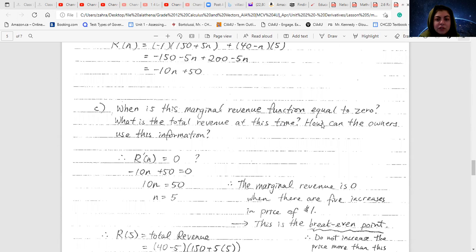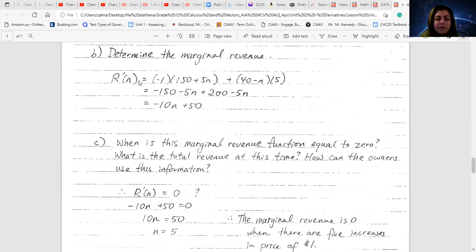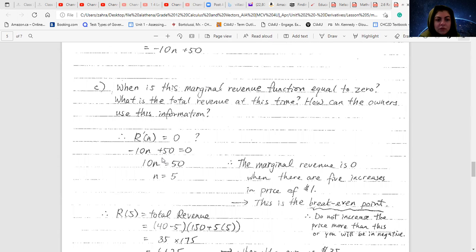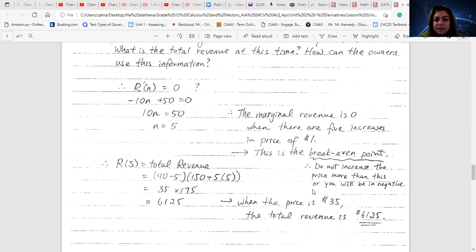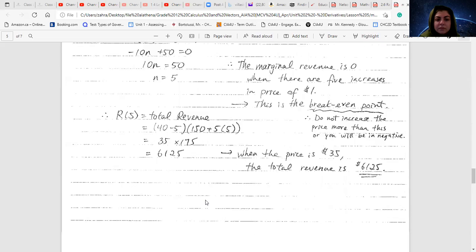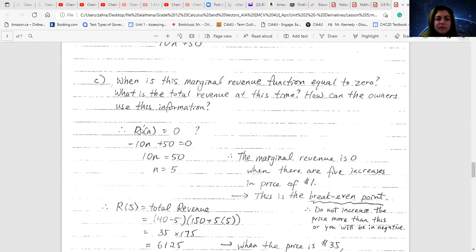When is the marginal revenue function equal to 0? It means R prime is 0 and revenue stops growing, like you're at the maximum, right? Set it equal to 0 and n is 5. The marginal revenue is 0 when there are 5 decreases in price of $1. Because if you decrease your price by $5, you have that. So R of 5, the revenue, is going to be 6125. The total revenue at that price is 6125. So when the derivative is 0, it means you are at the maximum point of your revenue, right?